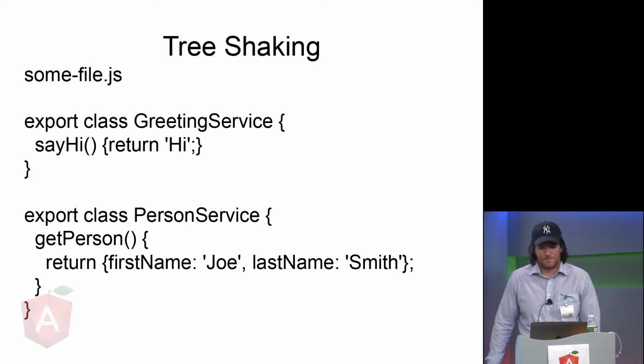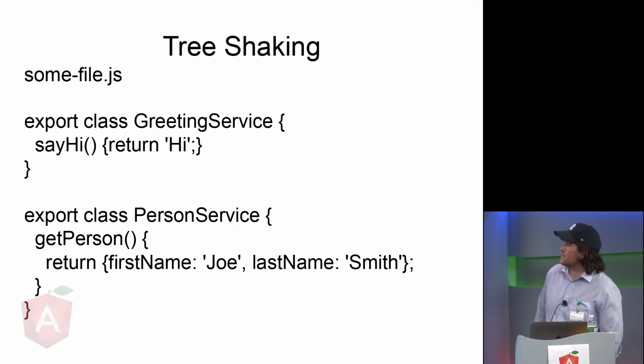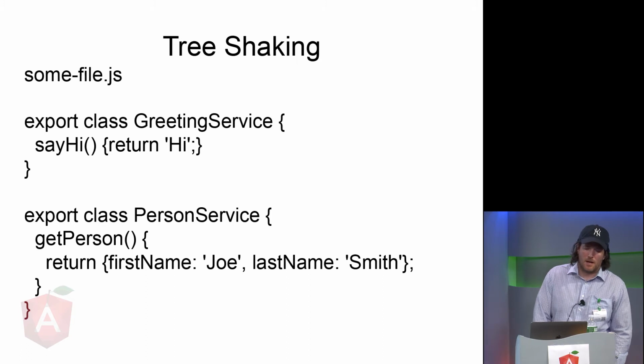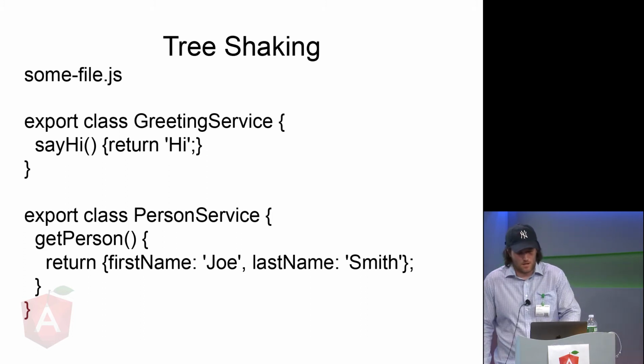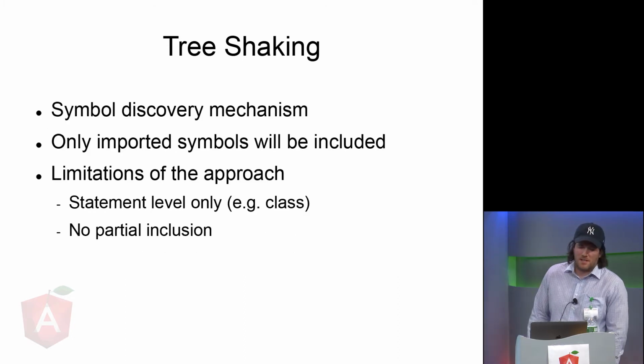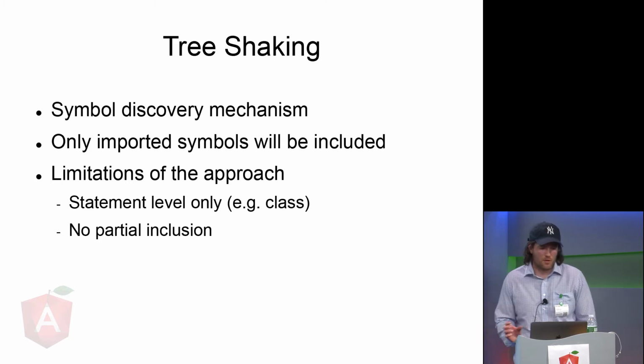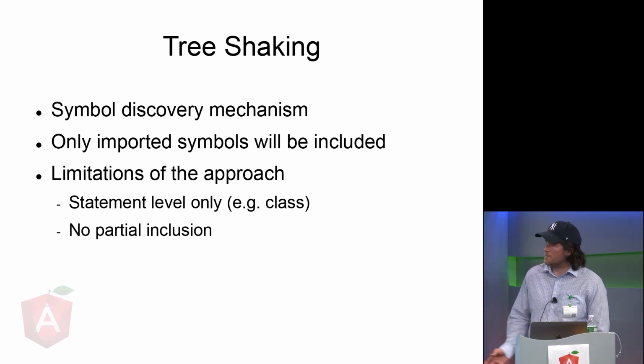So let's say this is our JS file, we have a greeting service here and a person service. If your application only needs the greeting service and it only imports that from the same file as person service, Rollup is smart enough to figure out, okay, I'm not going to bundle in person service then, because it's not actually needed by the application. So it boils down to a symbol discovery mechanism, right? It looks for imported symbols and then includes them if necessary.